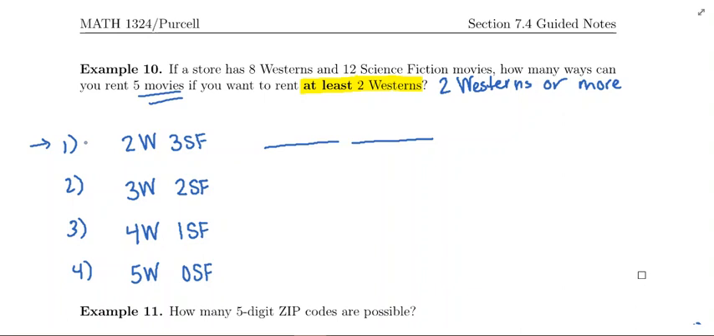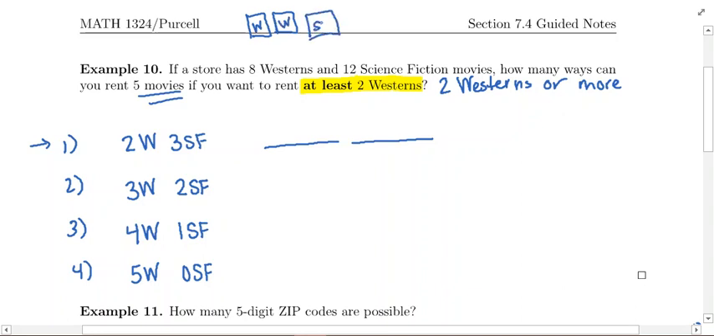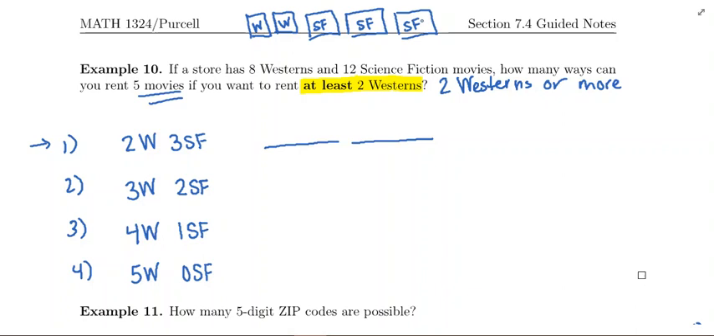Again, you've got to realize, is this a permutation or is this a combination? Well, think about this first condition. If you have 2 westerns in your hand and you have 3 science fiction films in your hand, and these are your 5 movies that you're renting, and you took these 5 movies in your hands and mixed them up, it would still be the same 5 movies in your hand that you're renting. So order is irrelevant here. So this is going to be a combination.